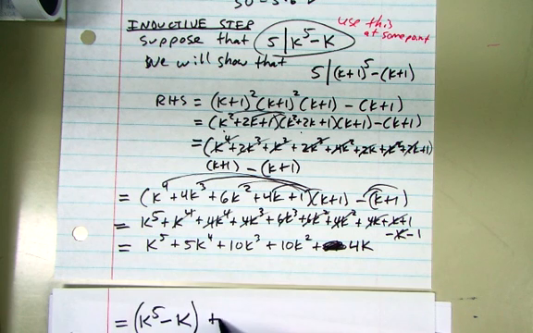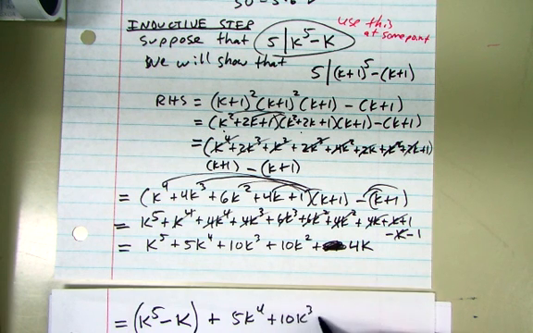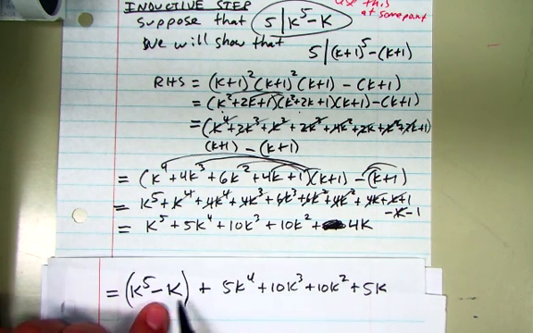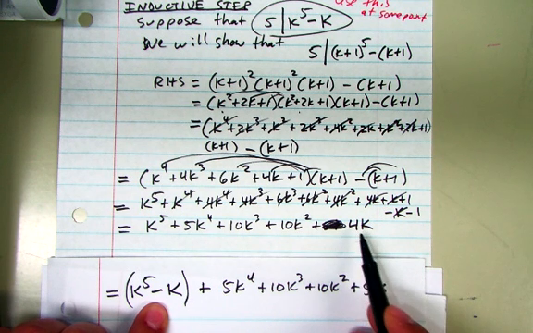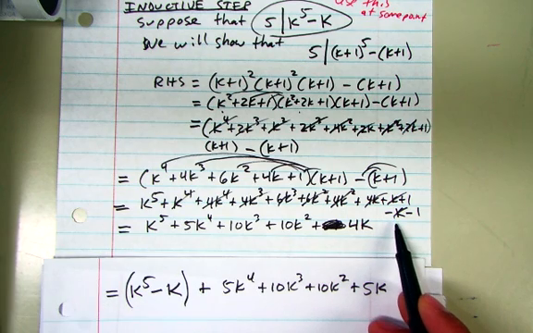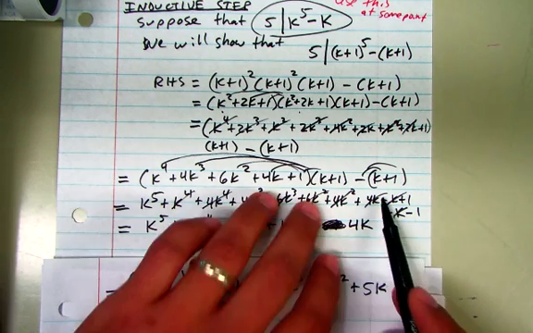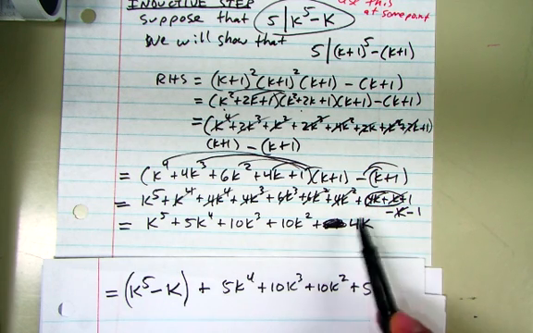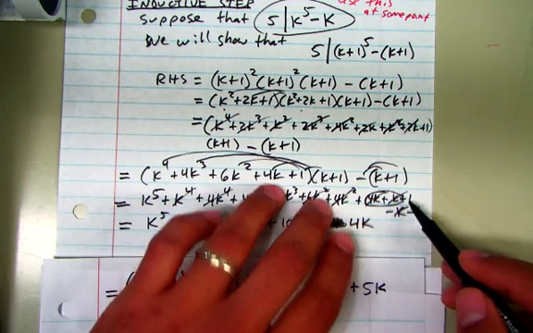So plus 5k to the 4 plus 10k cubed plus 10k squared, plus 3k, not plus 3, plus 5k. Because negative k and positive 5k is still 4k. In fact, that's what it was before I decided to combine the negative k. Did you see that? Right here, this was the 5k, right? And then the minus k was still there, so really, it's... No, because the 1's canceled.